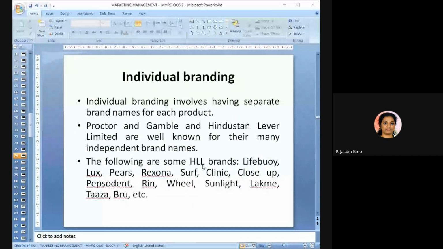These are the different kinds of branding. Individual branding involves having separate brand names for each product. When they introduce a new product, as I mentioned before for the HLL product mix, they name each product with a different brand name.